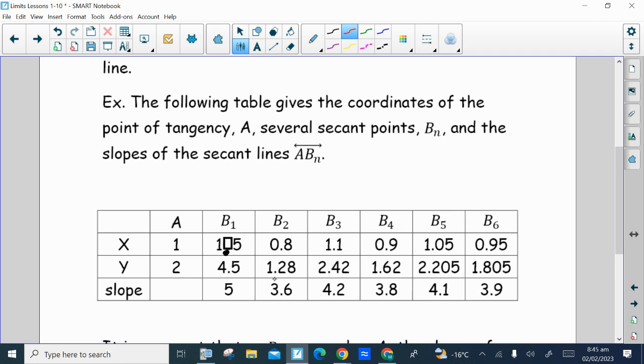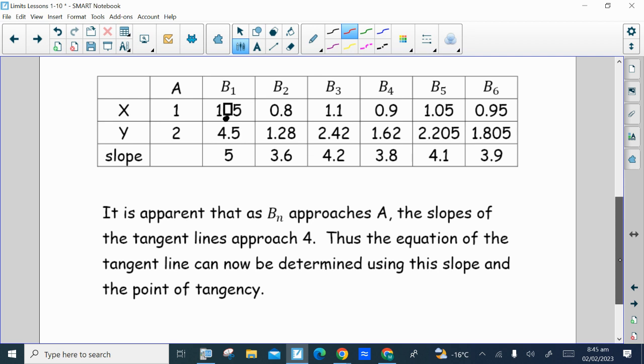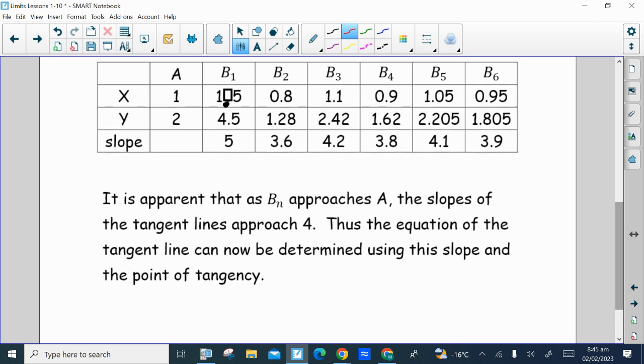And then at the very bottom here, we've got the slopes of those secant lines. We went from 5 to 3.6 to 4.2 to 3.8 and so on. And so assuming that the tangent line has a slope that's an integer, we would guess that the slope of that tangent line is positive 4. As it says, it is apparent that as B sub n approaches A, the slopes of the secant lines approach a value of 4.